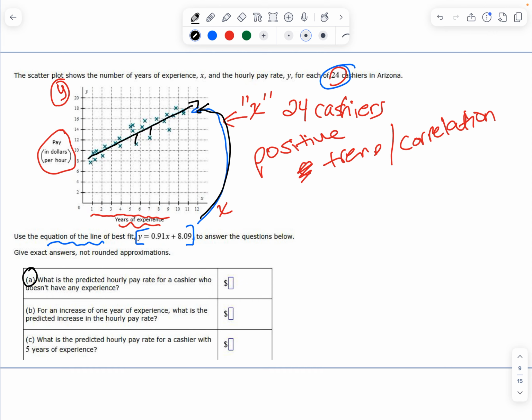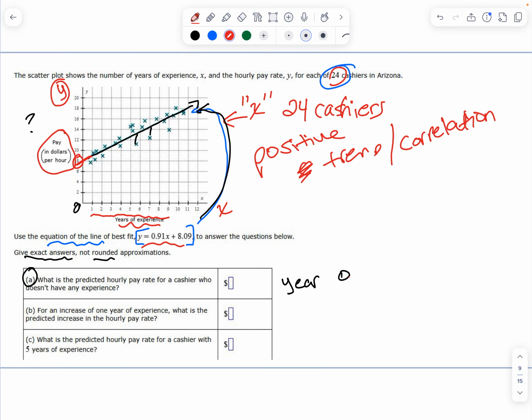Okay, part A. It says give exact answers, do not round. What is the predicted hourly pay rate for a cashier who doesn't have any experience? So that would be year 0, right? So that's right here. We have to think about if this trend line were to come down and hit, what would that rate of pay be? It looks like right around $8. But we're going to use this trend line to tell us exactly how much it's going to be.